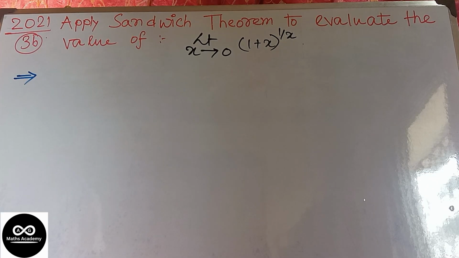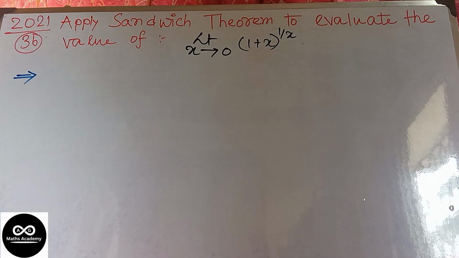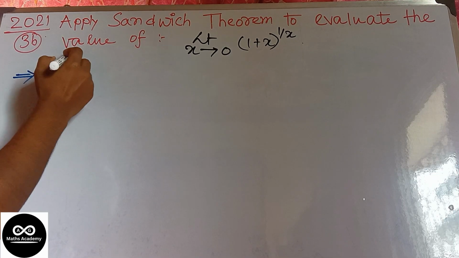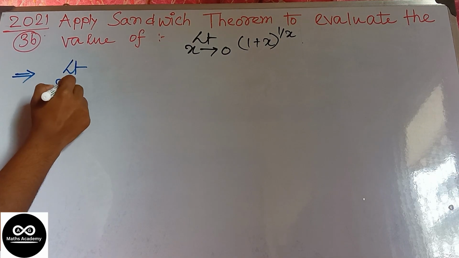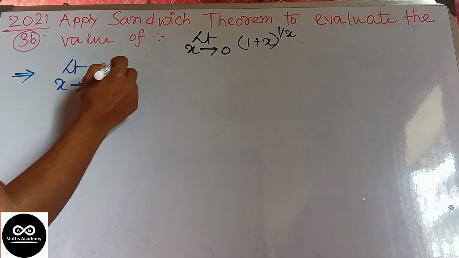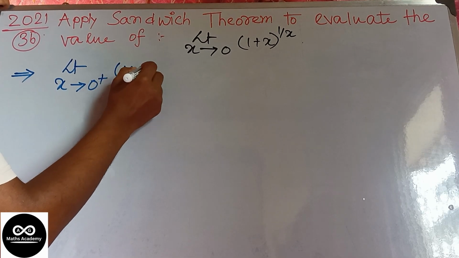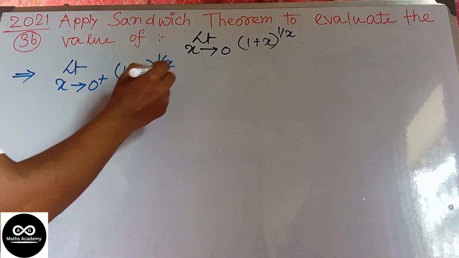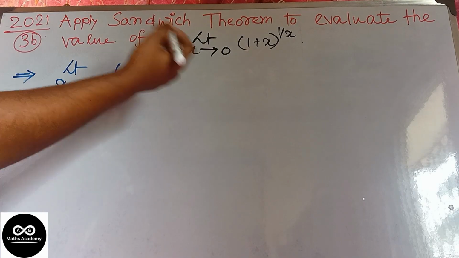Question number 3b: apply the Sandwich theorem to evaluate the value of this limit. The limit as x tends to 0 of (1 plus x) to the power 1 by x. For this question, we're going to evaluate the right hand limit first, and then we're going to evaluate the left hand limit.